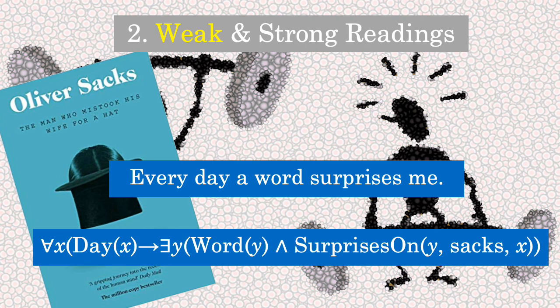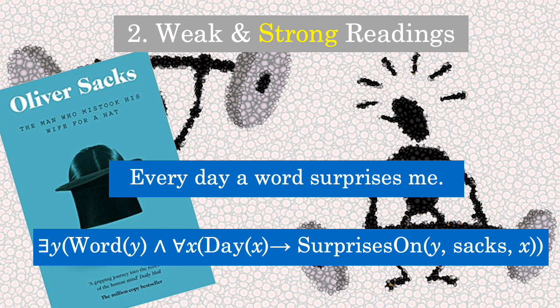So the weak reading goes as follows. For all x, if x is a day, then there exists some y such that y is a word, and y surprises Sacks on day x. Now, let's contrast that with a very, very weird reading. This is what would be called the strong reading.